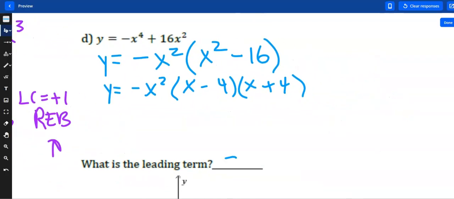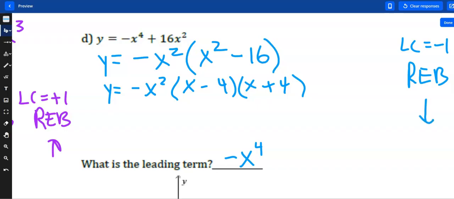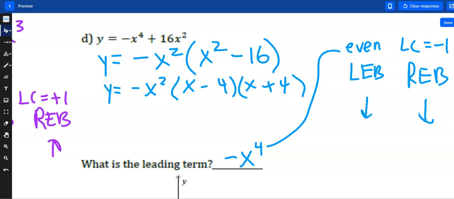Leading term, well, that's easy, negative x to the fourth. Right-hand behavior, because my leading coefficient is a -1. Okay, well, that's down, right? And then left-hand behavior, because I have an even degree, that must be the same.